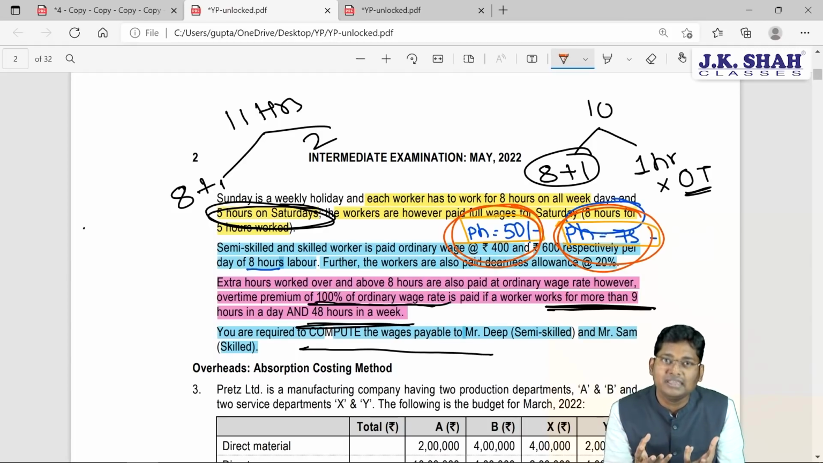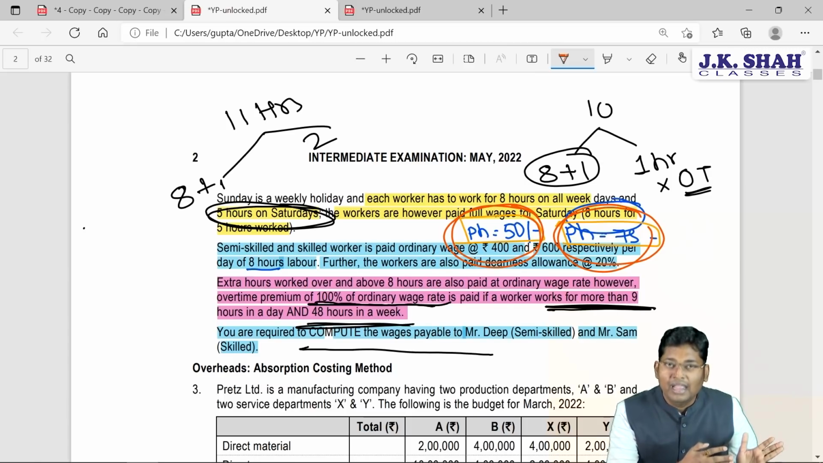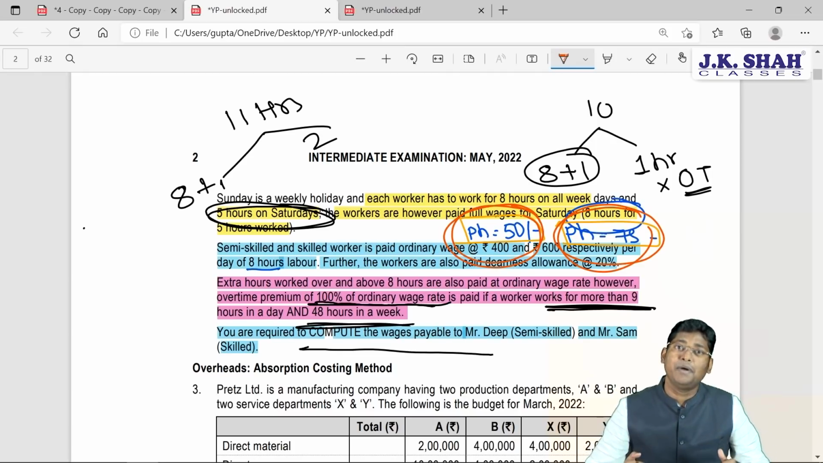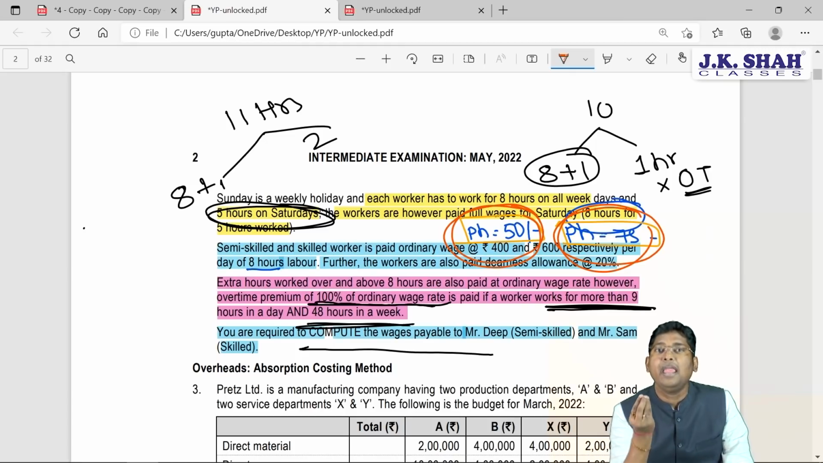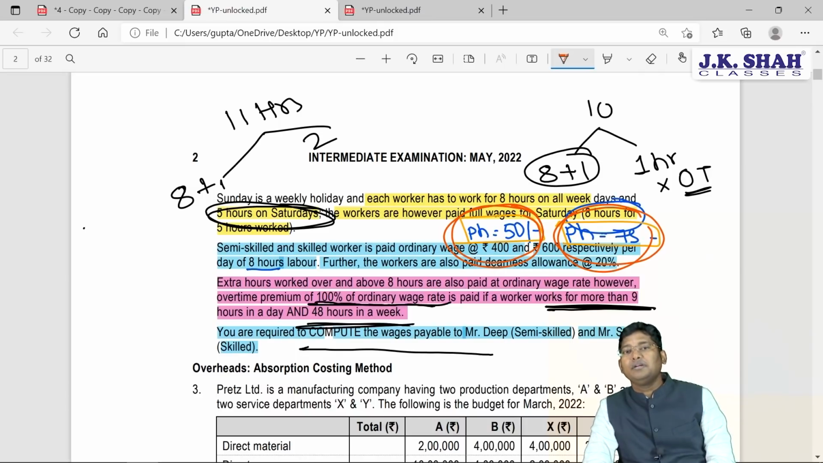They will be incurring some expenses for providing services to the production departments. So whatever expenses are incurred by the service department are not incurred for them. That expenditure is incurred for the production departments. So it is our duty to reapportion the expenses and overhead of your service department to the production departments by using different methods. There are multiple methods available in your syllabus.